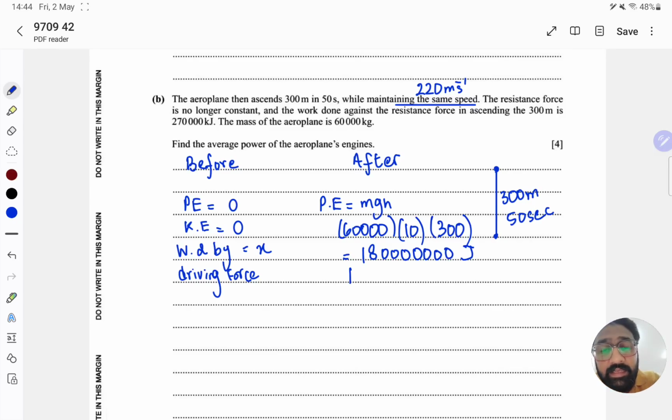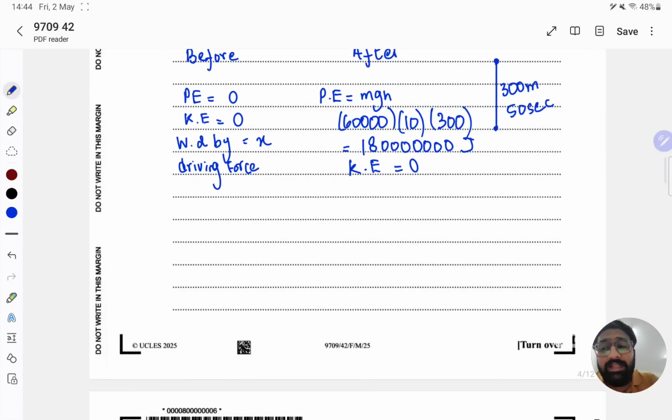The kinetic energy will be 0 in the after part as well. Why? Because the speed is not changing. The speed that was earlier is the same now. And what else do we have? We have the work done against friction.